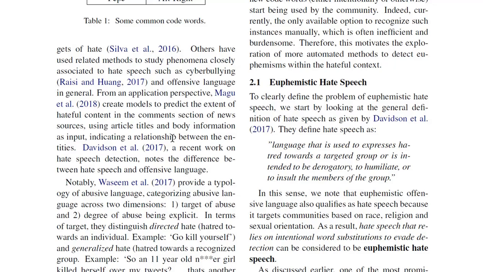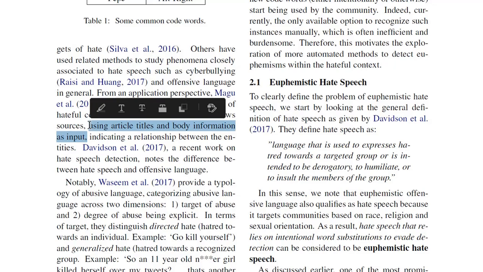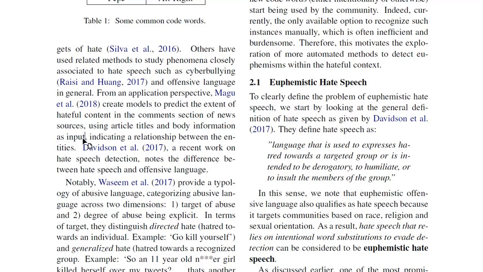Create models to predict the extent of harmful content in the comment section of news sources using titles and body information as input, indicating a relationship between the entities. So this seems pretty interesting. I would like to check this paper out because just using the article title and body information, you're sort of trying to predict whether the article is racy enough, or whether something the article deals with is inflammatory, or something which challenges the beliefs of certain people that would prompt them to write harmful stuff in the comment section.